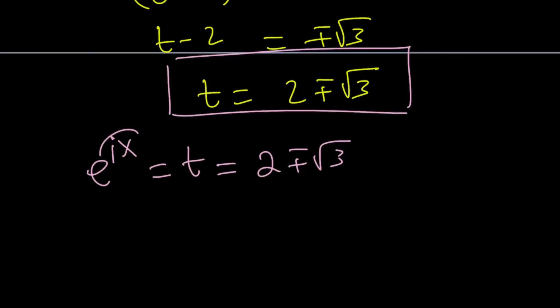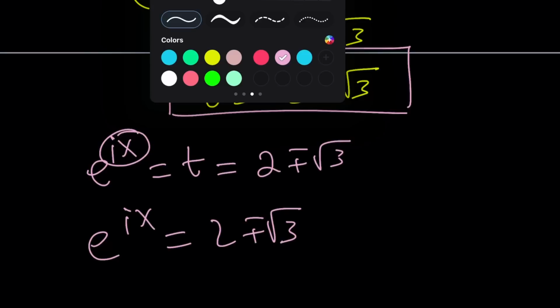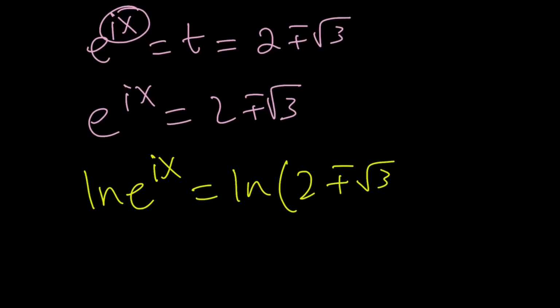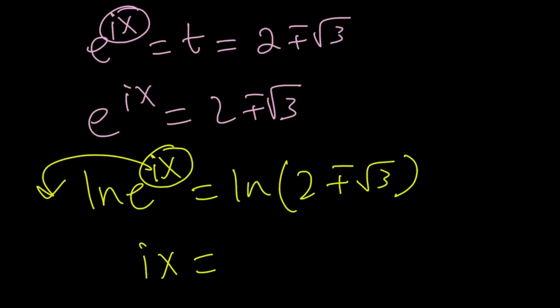So I'm going to go ahead, I want to bring this down. So I have e to the ix equals 2 plus minus root 3. This is probably better to write it this way. And now I'm going to go ahead and ln both sides because of the e, and that's going to give me the result, right? Well, ix moves to the front, and ln e is 1, so don't write it. ix equals ln of 2 plus minus root 3.